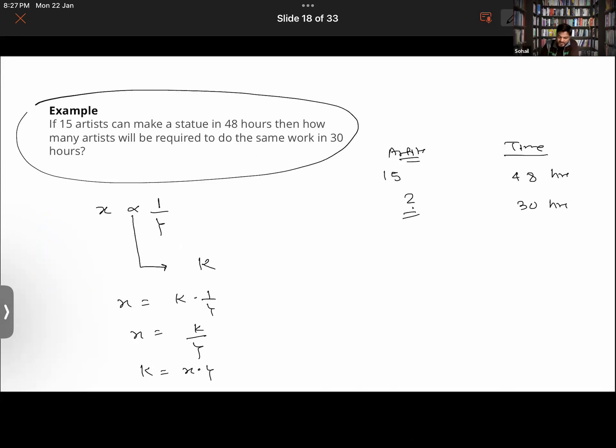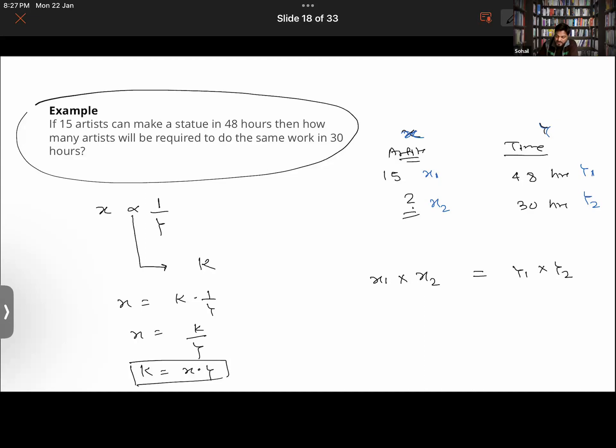See, so that is the thing. So let's say this is x and this is y. So let's say this is x1 and this is y1, x2 and y2. Let's understand this one. So x1 into x2 will be equal to y1 into y2.